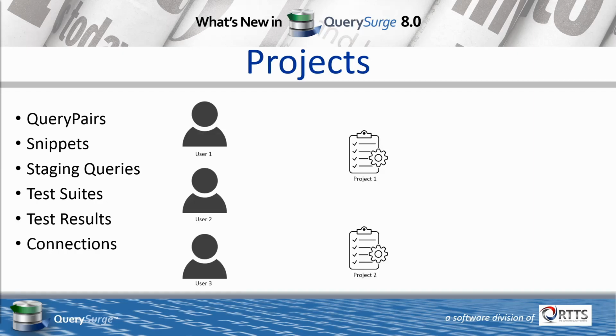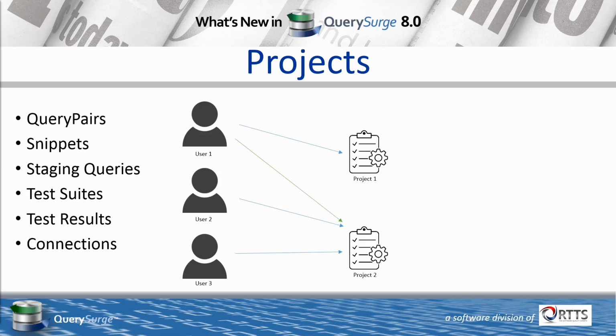For example, in this particular use case, we have 3 users configured in our QuerySurge instance, as well as 2 projects. We can assign each one of our users to available projects. For example, here, user 1 is assigned to project 1, while user 2 and 3 are assigned to project 2. A user can be assigned to one or more projects. For example, we could have user 1 assigned to both project 1 and project 2.